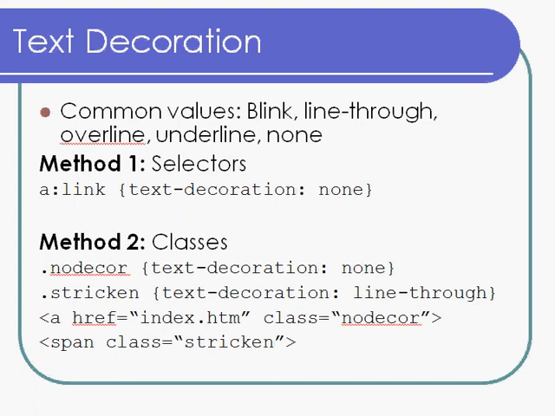I like the line through because it looks like a strike through and it can indicate corrections on a page or things that need to be taken out or have changed. I like the underline to add underlines, and I like the none to remove underlines from hyperlinks.